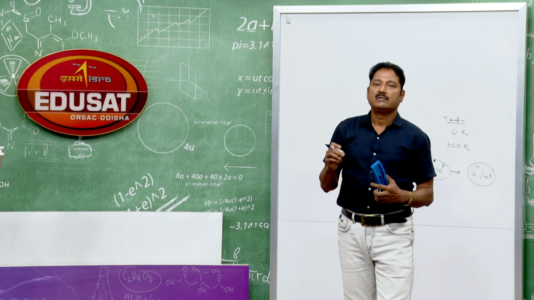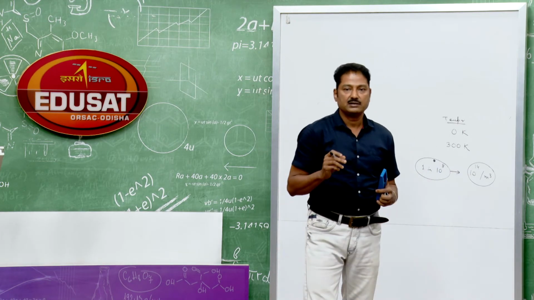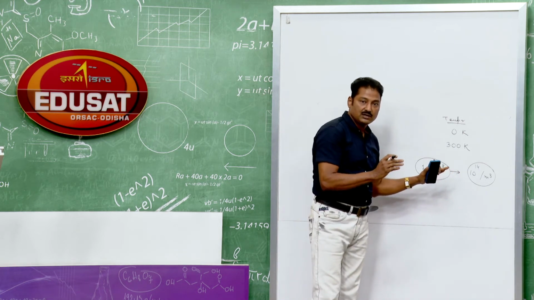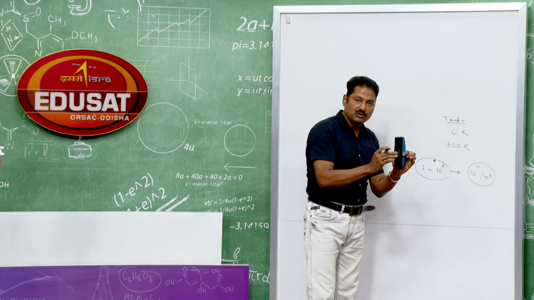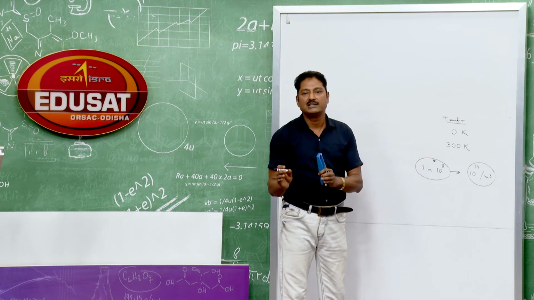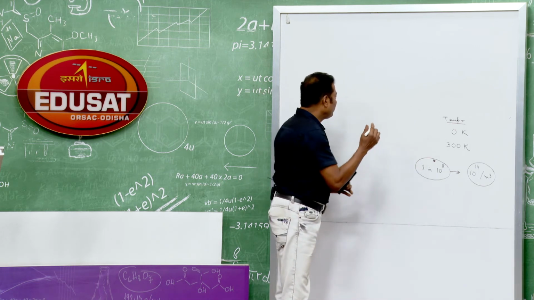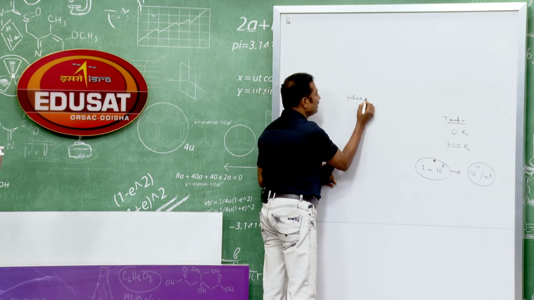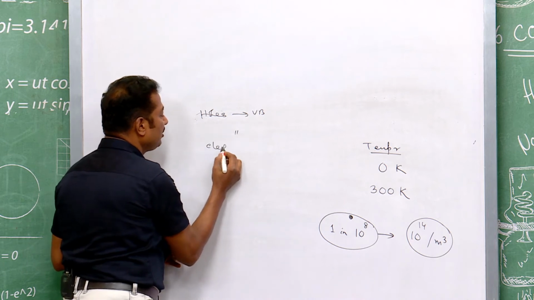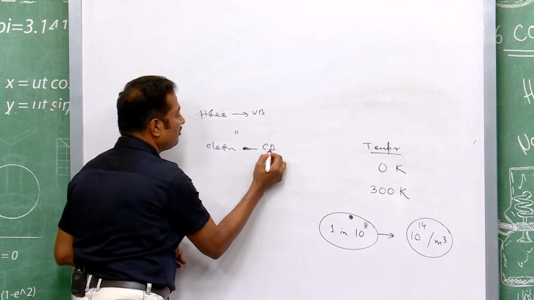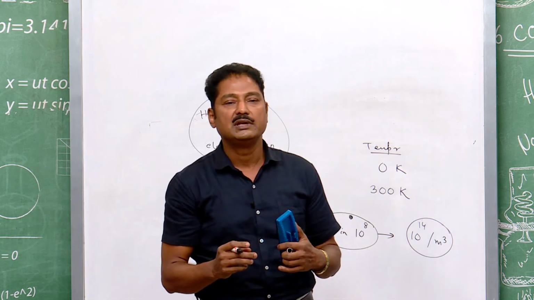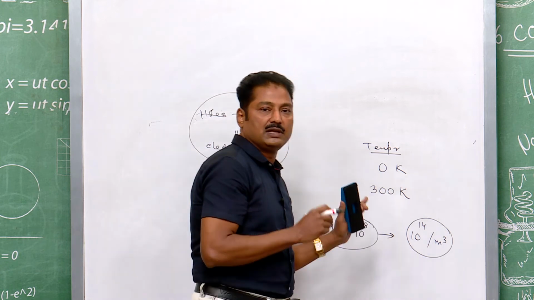So, in semiconductor, the electrons generated by breaking of bond will be transferred to the conduction band and the hole will be there in the valence band. So, the number of holes in valence band will be equal to the number of electrons in conduction band. So, the concentration of hole and electron will be the same in semiconductor.